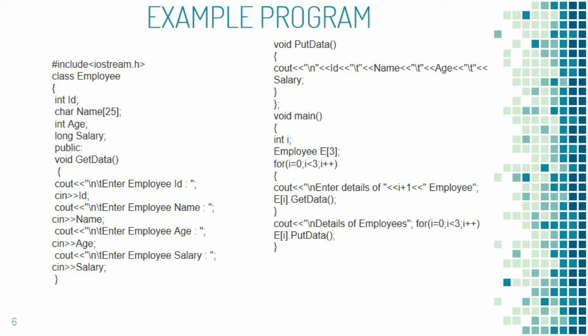2 less than 3, it checks the condition. 2 less than 3, the condition is true. The statements which are included inside the for loop will be executed. The third time the get data function is called. Again the compiler jumps to the get data member function, and the statements which are included inside the get data member function will be executed, and it returns to the for loop.